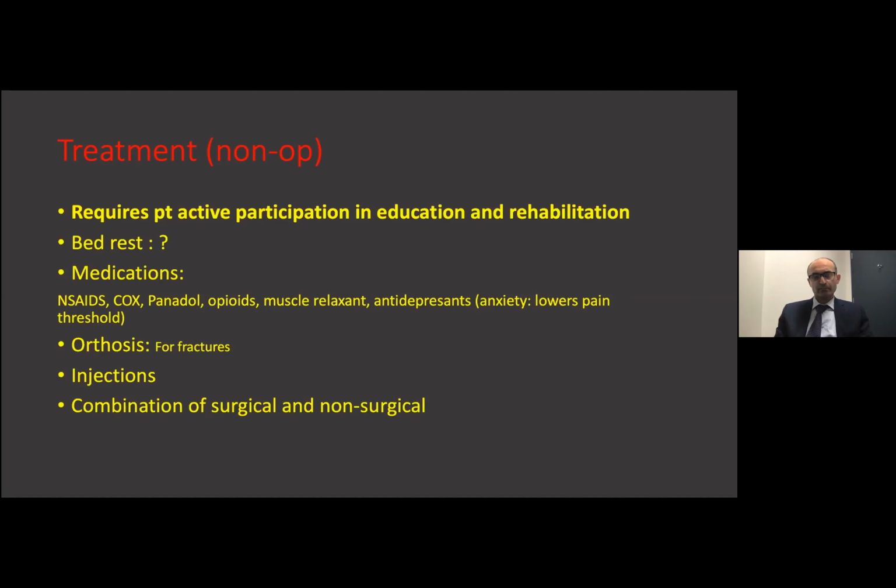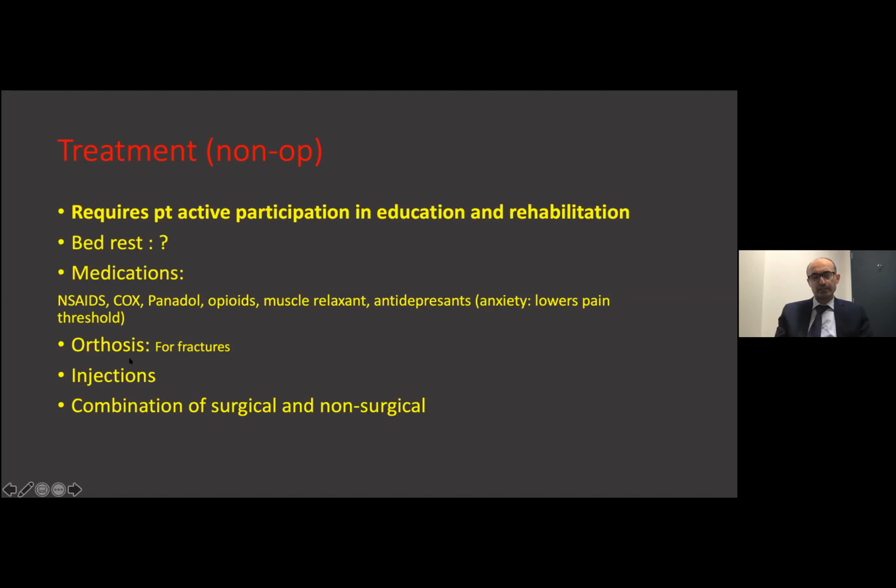Bed rest, I'm not a big fan of bed rest. Maximum will be 2 days, or maybe for fractures, lie them down for a few days or even weeks before they get braced or have surgery. But essentially, bed rest does not have much role these days. In terms of medication, I think Reza explained all of them.